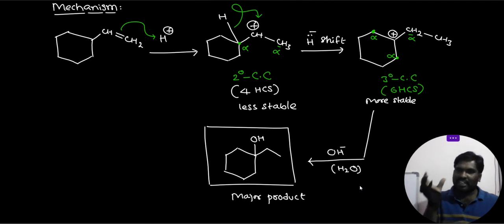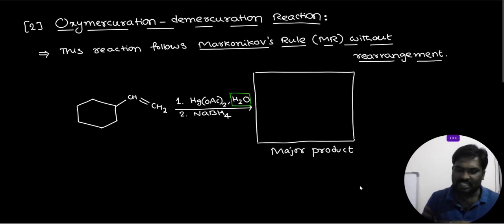Because it is an electrophilic addition mechanism, we have to check which carbocation is more stable. So, very important: electrophilic addition mechanism, Markovnikov's rule with rearrangement. This is one important reaction. Now let's move to the second hydrolysis reaction.